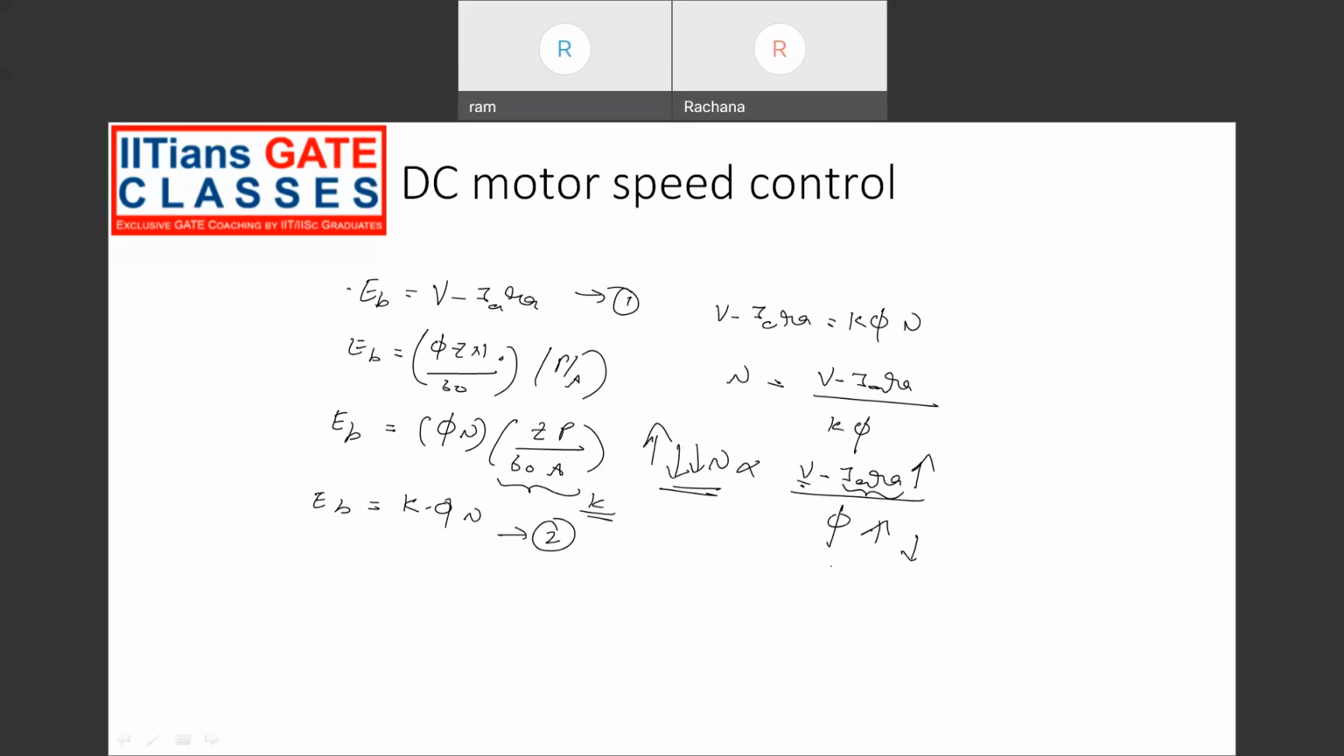So there are two types of speed control. One is the field control method, where we are going to vary the flux. The next one is the armature control method, where we are going to vary the armature resistance.